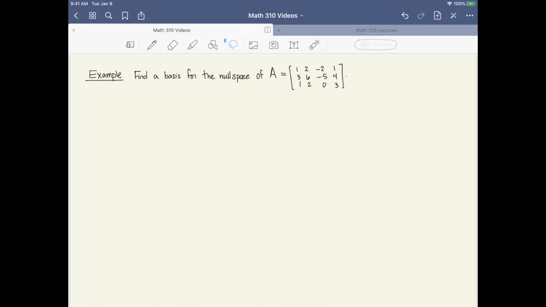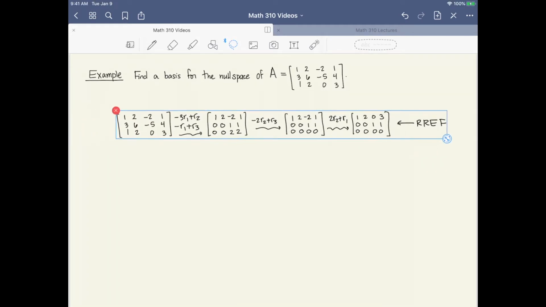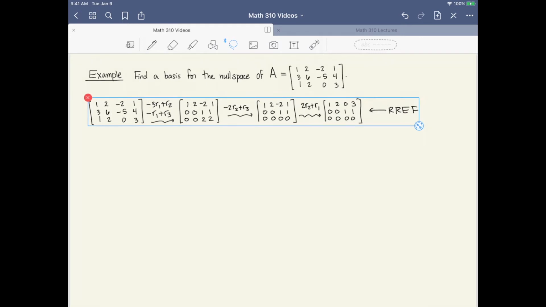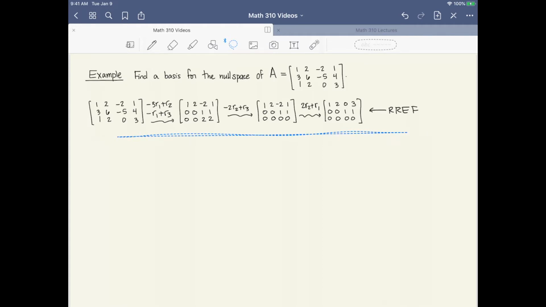When you find the basis for the null space, the first thing that you're going to do is to put that matrix into reduced row echelon form. Now, I have all of the steps written down in advance here, and if you need to pause the video to catch up, feel free to do so. But there's a sequence of row operations that takes you all the way down to the reduced row echelon form of this matrix. And then we're going to be analyzing that reduced row echelon form really closely.